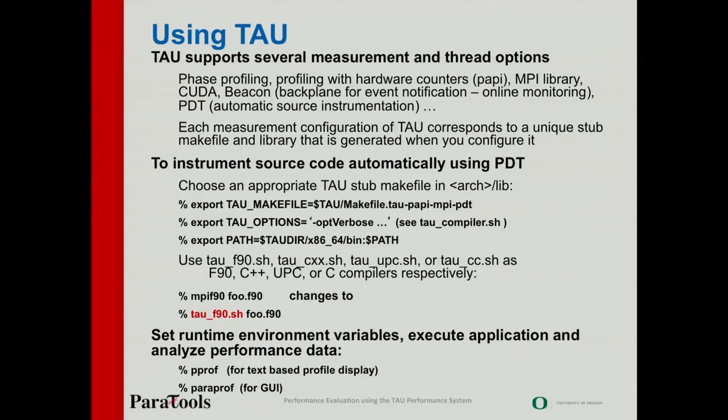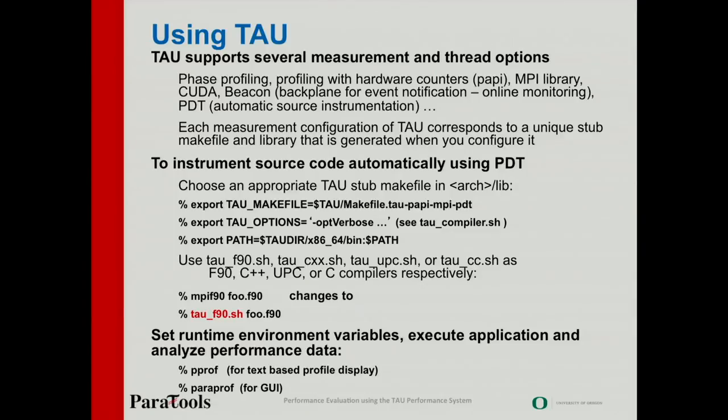But each of these parameters, when you configure Tau again and again, it creates a configuration file or a stub makefile with some unique tags. You can also specify additional tags, and these are like PAPI, MPI, PDT, and you can set an environment variable called TAU_MAKEFILE if you wish to recompile the program with Tau instrumentation. If you wish to do that, there are compiler scripts which you can use. So instead of using mpif90, you can just say tau_f90.sh. It will just compile the code.